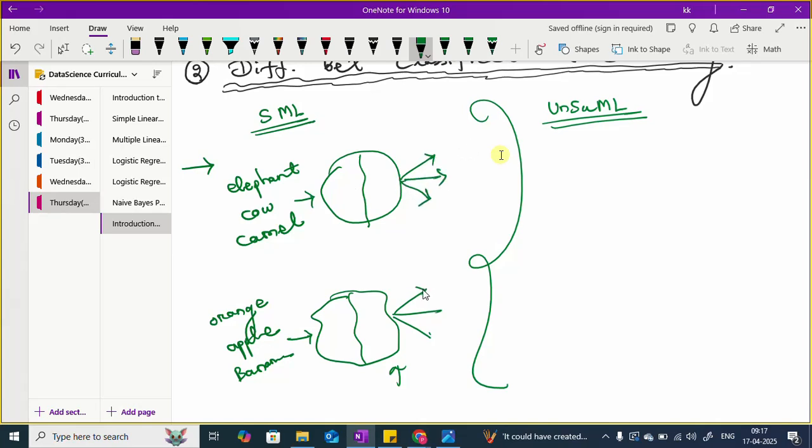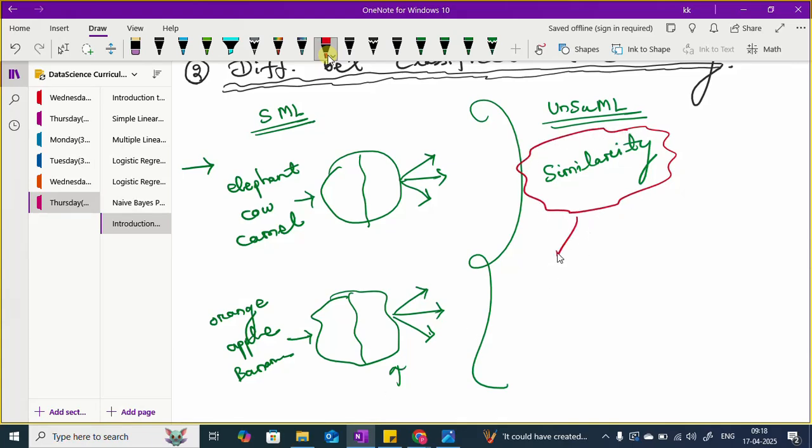But in case of unsupervised machine learning, guys, what happens? Let's say I'm giving similar images, but I'm not telling my model that this is elephant, cow, or camel. My model will distinguish based upon the characteristic, that is similarity. This is very, very important. This word, similarity, is very important for me in today's and the next class. What do you mean by similarity? Similarity means based upon the same or similar features.